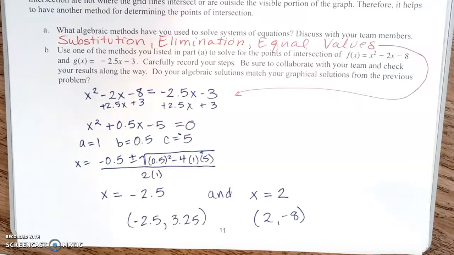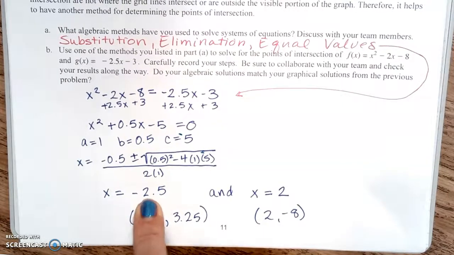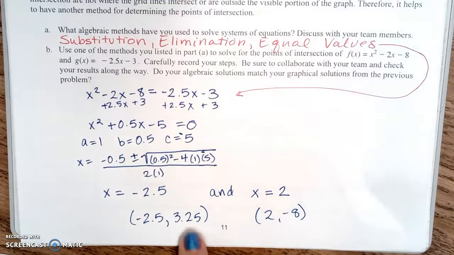We get our two answers by solving this in our calculator, once with adding and once with subtracting. Okay? So the two values we'll get are -2.5 and 2. Then you plug it back into either of the equations, and you'll get your y value.